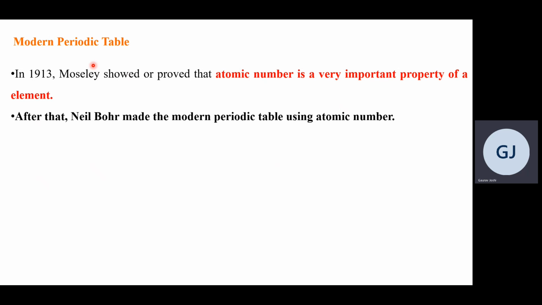In 1913, Moseley showed that the atomic number is the basis, right? Previous classifications were all made on the basis of atomic masses. But in the modern periodic table, the classification was made on the basis of the atomic number, right? Atomic number is a very important property of an element. After that, Niels Bohr made the modern periodic table using the atomic number. So this is very important: the modern periodic table has been classified on the basis of atomic number rather than atomic mass. I'll be discussing the difference between atomic number and atomic mass in later slides, right?